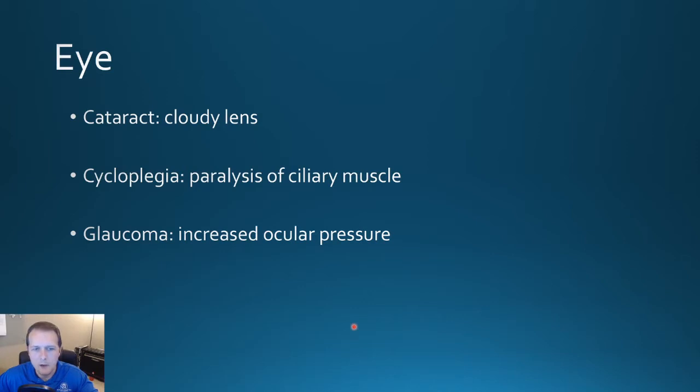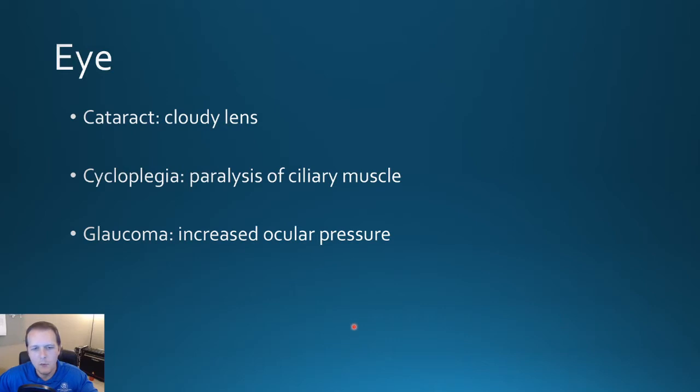The term cycloplegia basically means the paralysis of the ciliary muscle. Typically, that muscle is necessary to cause miosis. So if you paralyze that muscle through either medication or some other means, that will then cause mydriasis. And that will actually become important later when we talk about some of our eye exams.